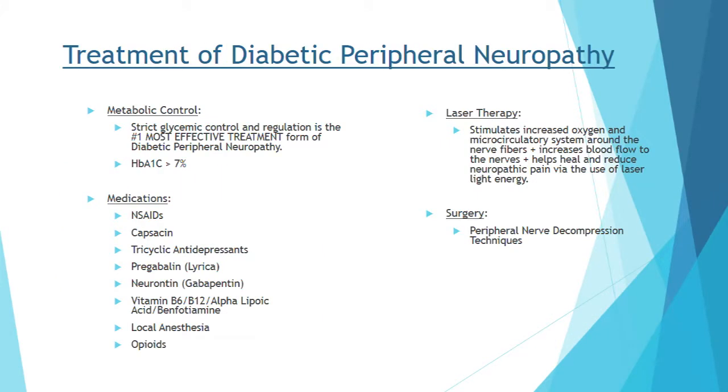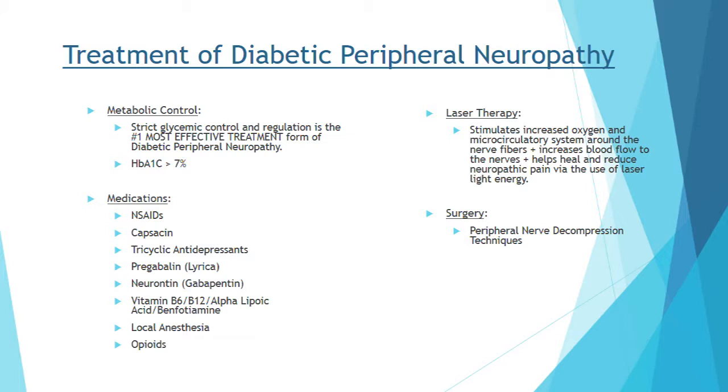So treatment. How do you treat it? We know that you have it now. How do you treat DPN? Well, first, metabolic control. Strict glycemic control and regulation is the number one most effective form of treatment for diabetic peripheral neuropathy. Your blood sugar has to be under control for you to have any maximum benefit from any other adjunct treatment that exists. Now, there are medications: non-steroidal anti-inflammatories, tricyclic antidepressants, local anesthesia, opioids.